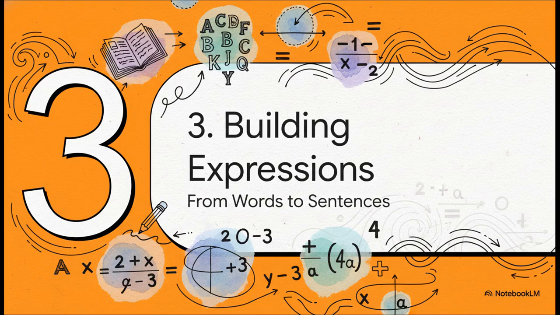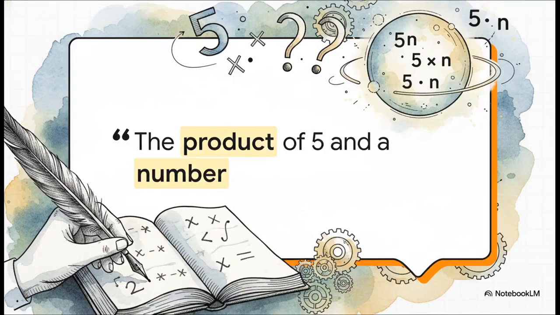Okay, deep breath. We have our alphabet, variables. We have our dictionary, the keywords. Now it's time to put it all together. We're going to stop translating single words and start building full-on mathematical sentences. In algebra, we call these expressions. Let's start with a nice, easy one. How would we go about translating this phrase right here? The product of 5 and a number.